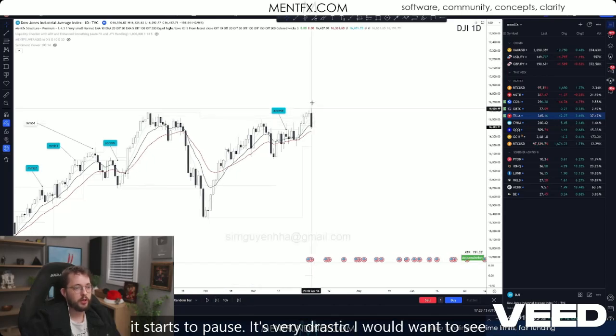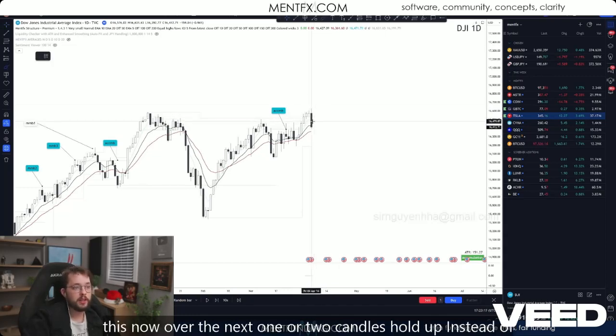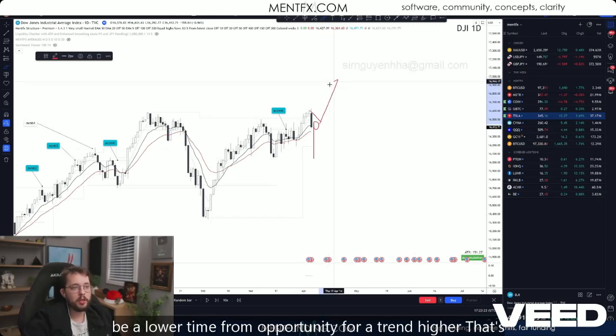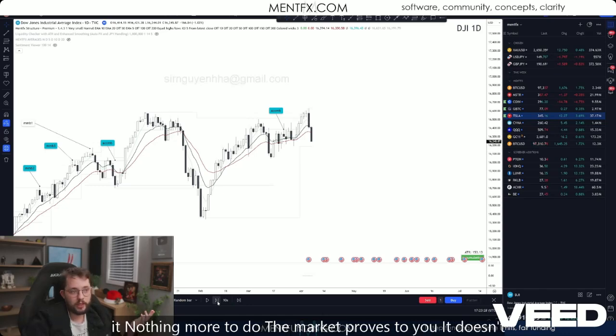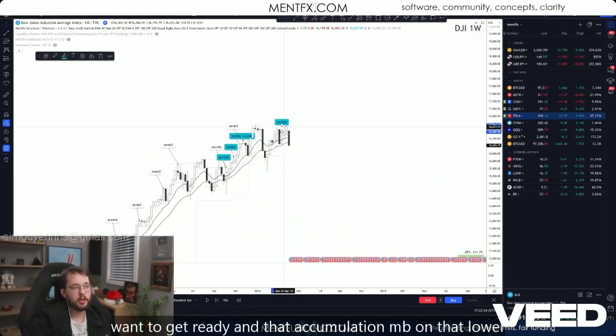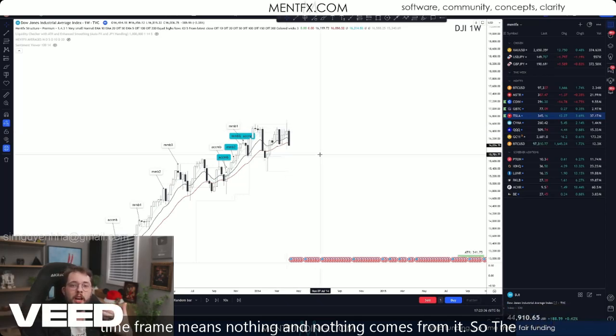So it starts to pause. It's very drastic. I would want to see this now, over the next 1 or 2 candles, hold up instead of fall off. If it falls off, I ignore. If it holds up, that could be a lower time frame opportunity for a trade higher. That's it. Nothing more to do. The market proves to you it doesn't want to get ready, and that accumulation MB on that lower time frame means nothing, and nothing comes from it.